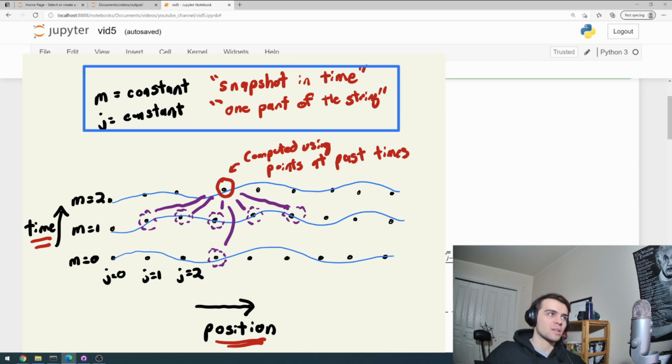So I could set m equal to 0, for example. And then I could go across all the j's, and that will be like freezing time and looking at what the string looks like. Or I could say I'm going to pick one position on the string. That would be like fixing j and saying, how does that evolve with m? And that would be like only focusing on one part of the string and seeing what that does with time. So j is position, m is time.